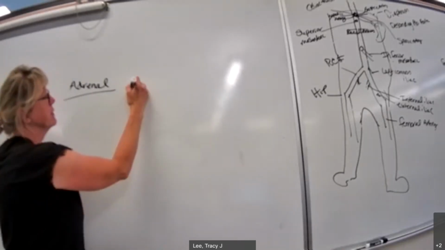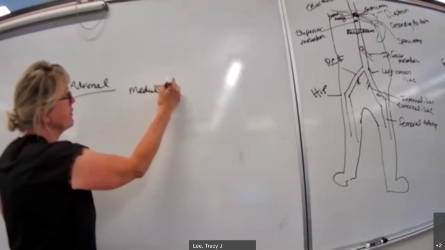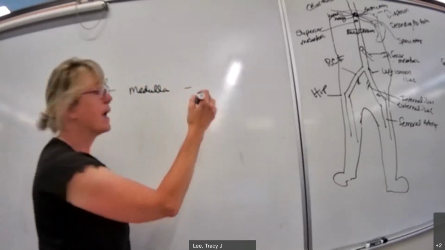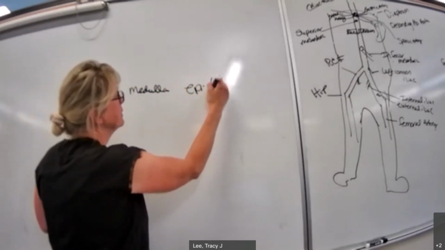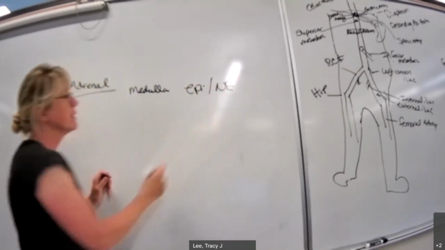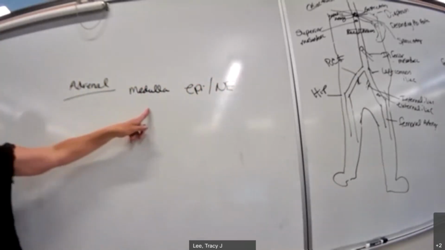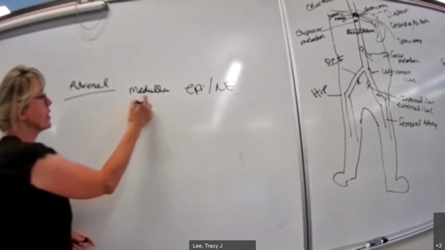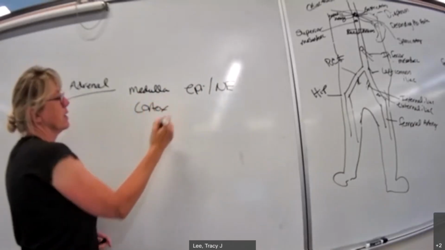All right, let's do the medulla. What's secreted in the medulla of the adrenal gland? Epinephrine and norepinephrine. They're going to do excitatory things. This is your adrenaline. Let's go to the cortex.